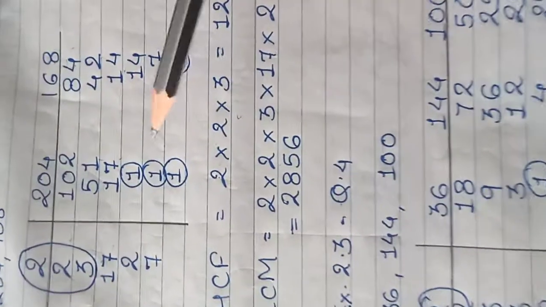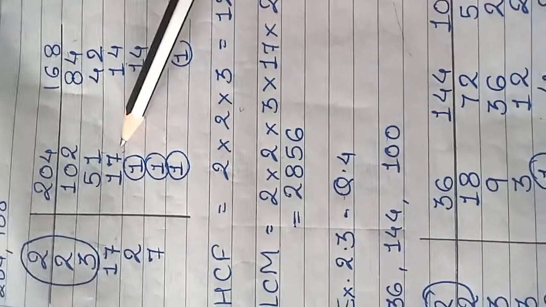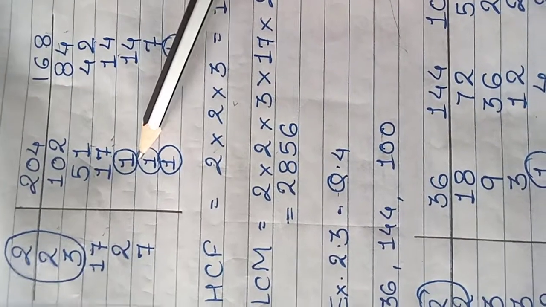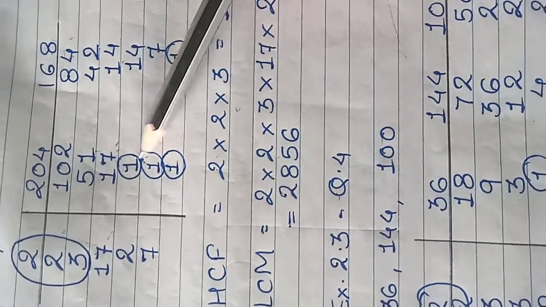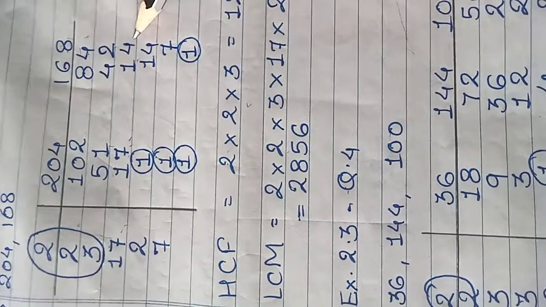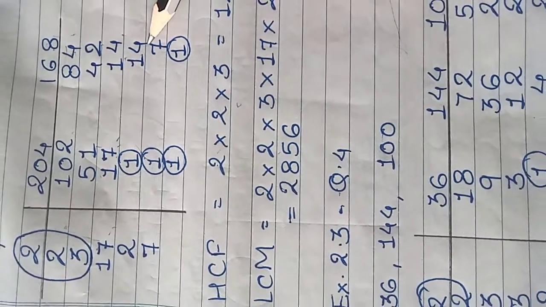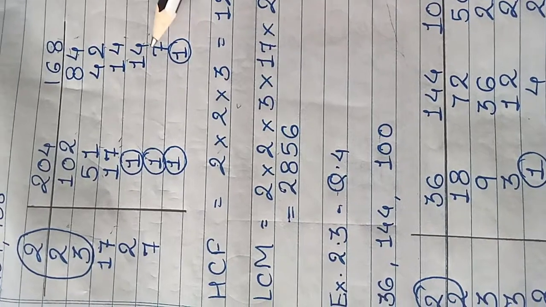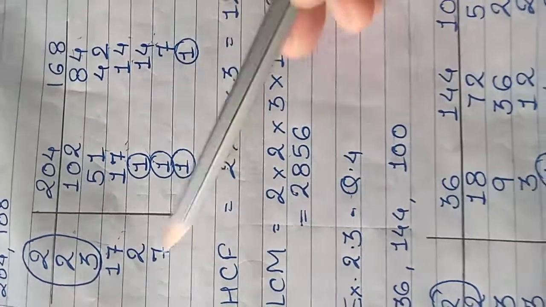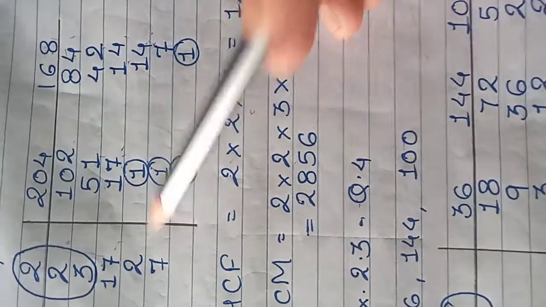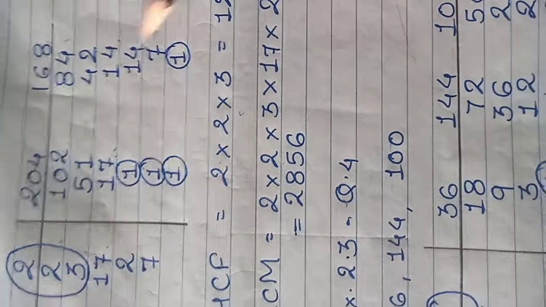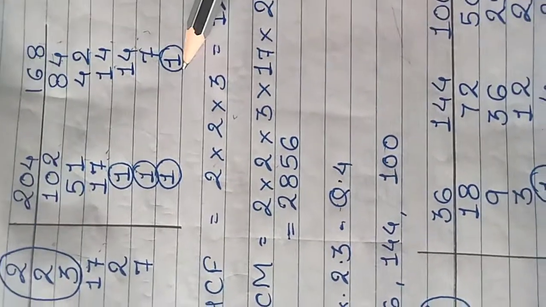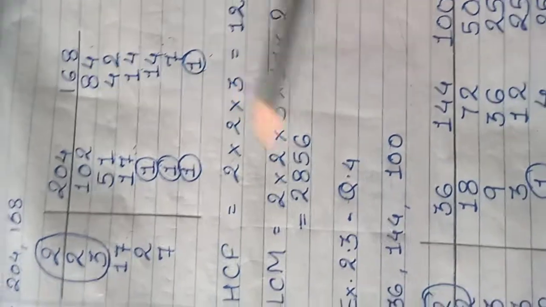Now let us divide it further. 17 is a prime number. So I am dividing by 17. 17 ones are 17. 1 I cannot divide it further. 14 I cannot divide by 17. So I have taken it down as it is. Now I have to consider 14. 14 is an even number, so I am dividing by 2. 2 7s are 14. 7 ones are 7. So in both the places I got 1. I will stop dividing it further.